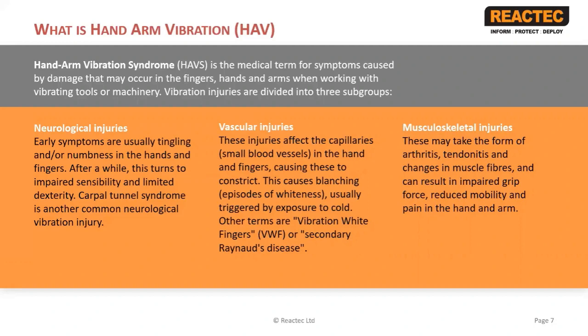Vascular injuries relate to the damage that can be caused to the capillaries, the small blood vessels in the hand, and this is generally what is recognized as vibration white finger, because the hands can become white or blanched. And then finally, there are musculoskeletal type injuries in the form of arthritis or tendinitis, because the muscle fibers are impaired in terms of your ability to grip tools, resulting in reduced mobility and pain in the hand and arm.